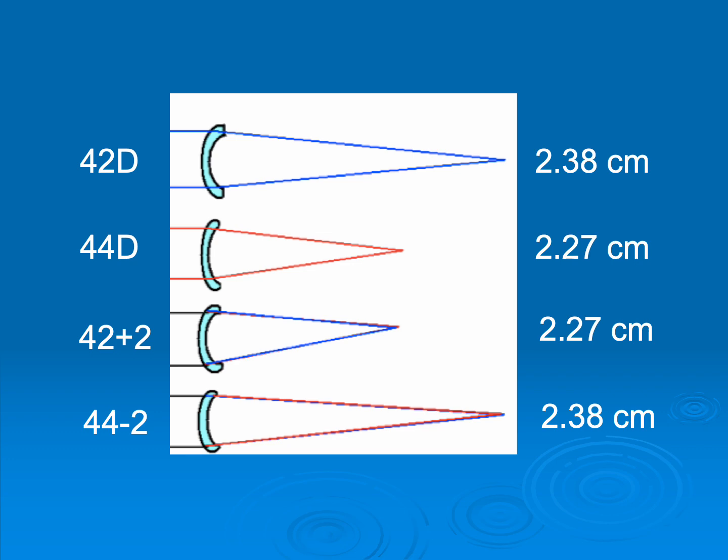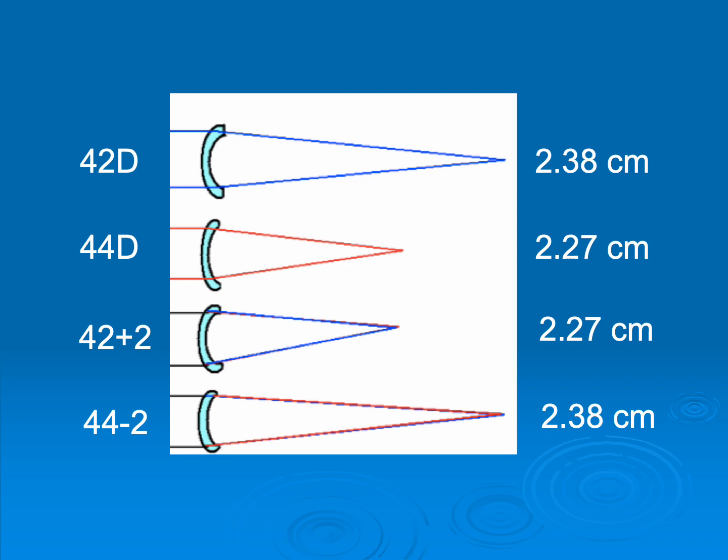Because remember, in astigmatism, when we showed you that conoid of Sturm, you had 2 lines that were separated. And what we're really trying to do is put those 2 lines together so that it acts like a spherical cornea. So we're trying to replicate a spherical cornea with an aspherical cornea or an astigmatic cornea. And there are 1 of 2 ways that you can do that. So if I have part of my cornea focusing at 2.38 centimeters and part of it focusing at 2.27 centimeters, I can either add 2 diopters to the 42 so that they both become 44 and they both focus at 2.27 centimeters, or I could subtract from the 44 and make them both 42.